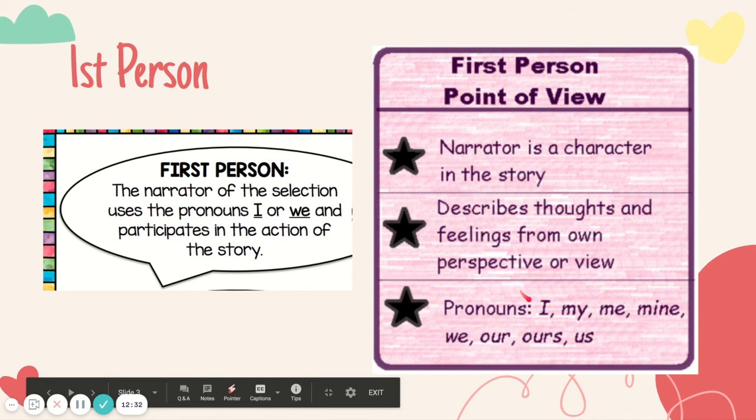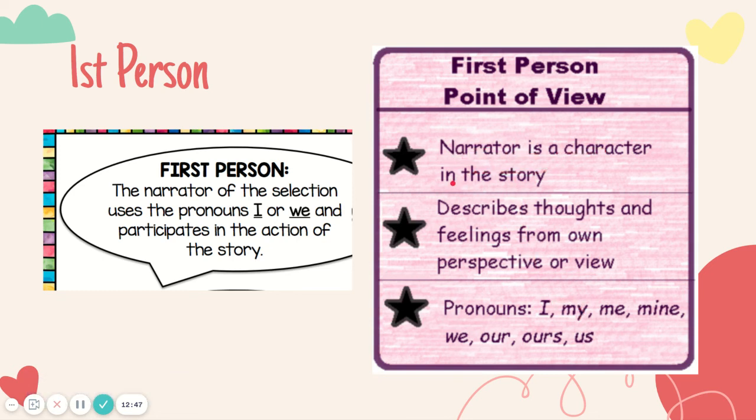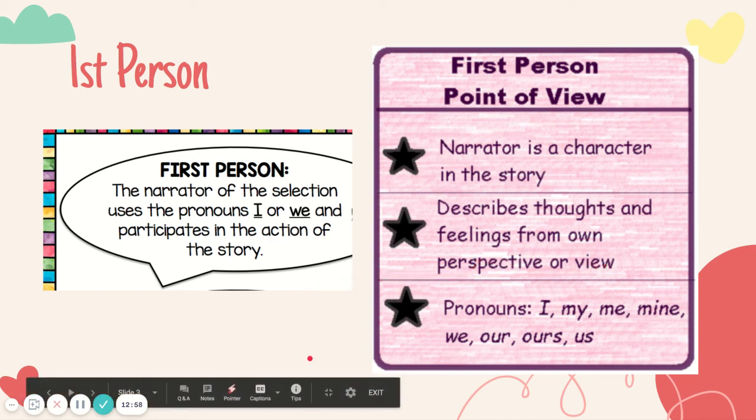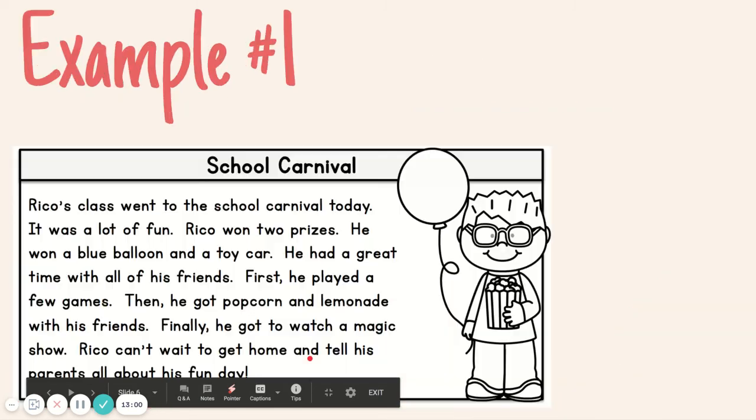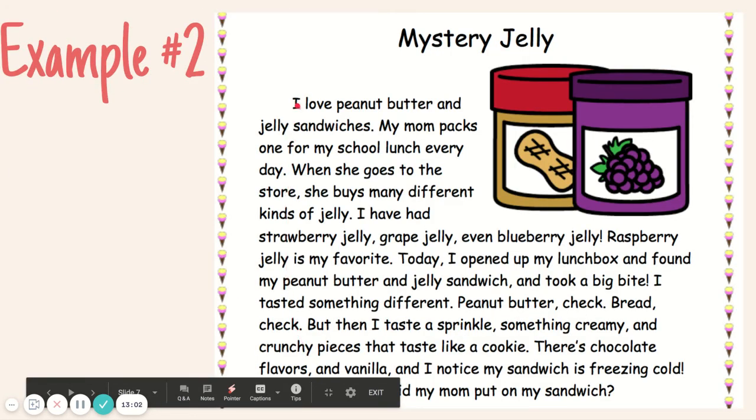All right, so we saw this word a bunch of times. We saw the word I and the word my, because they are talking about my sandwich. The narrator was a character in the story, and they're describing their thoughts and feelings. And so, in my opinion, this was written in first person. These clues help us to figure that out. Our words I and my.